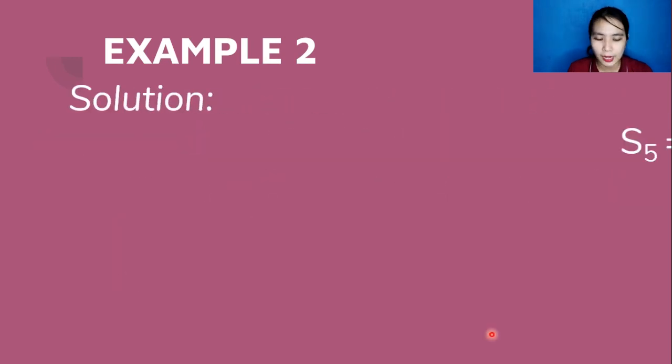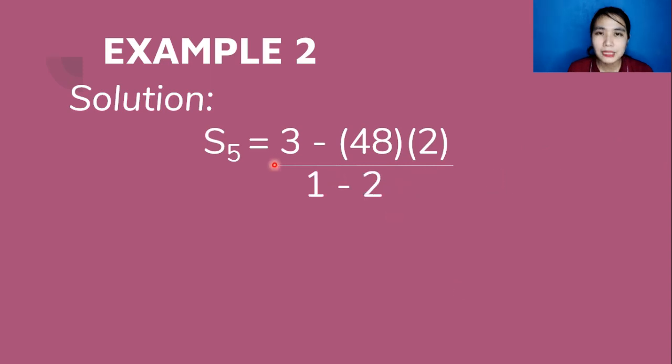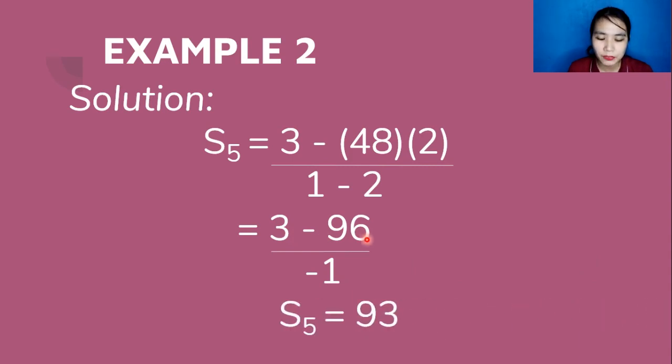By substitution, we have s of 5 equals 3 minus 48 times 2 over 1 minus 2. Simplifying this part, 48 times 2 will have 96. So 3 minus 96 over 1 minus 2, which is equal to negative 1. And then 3 minus 96 will be equal to negative 93, divided by negative 1. That will be equal to positive 93. So the sum of the first 5 terms of that sequence will be 93.